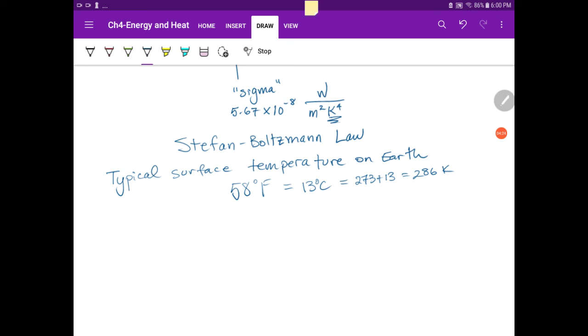But then, we're going to learn later on, there's also a balance because the atmosphere actually reflects some of the light back down onto the Earth when it tries to escape. That's the greenhouse effect, and that also helps keep the planet warm. But the power that's radiated away from the Earth, just because it's 286 Kelvin, we can solve by using this Stefan-Boltzmann law.